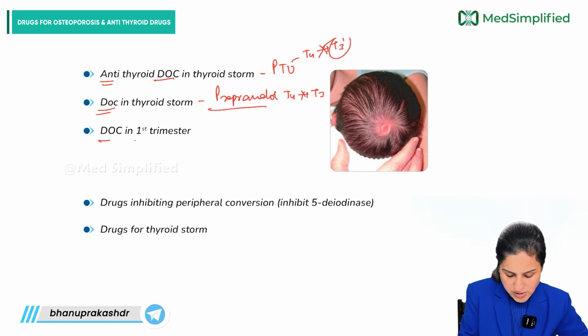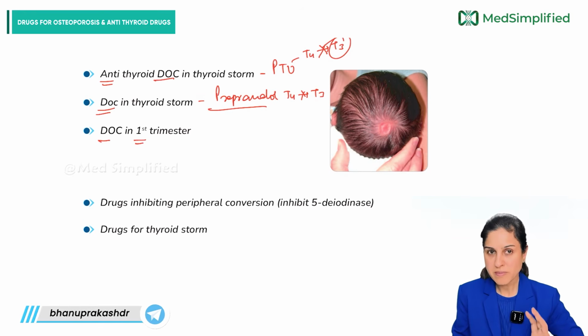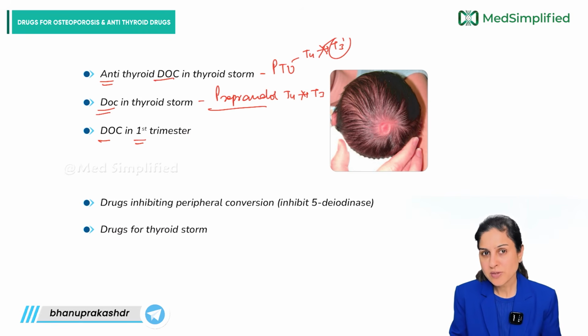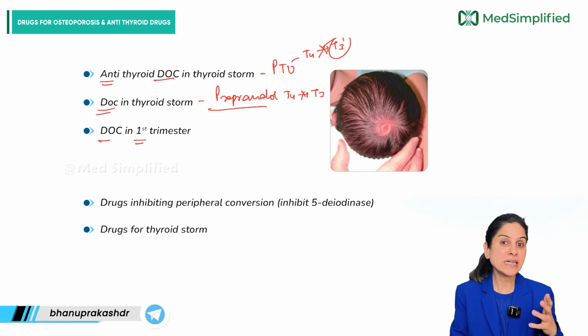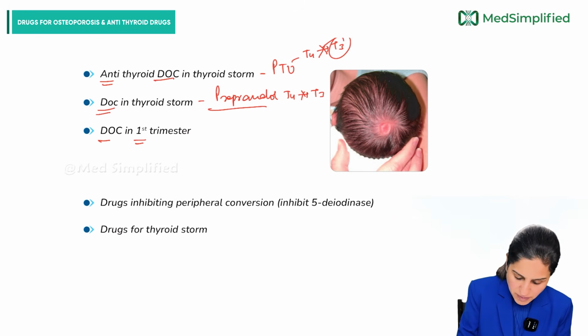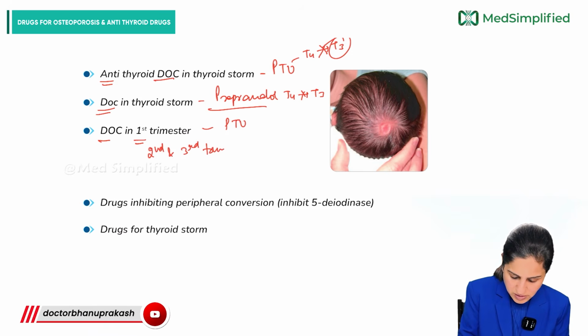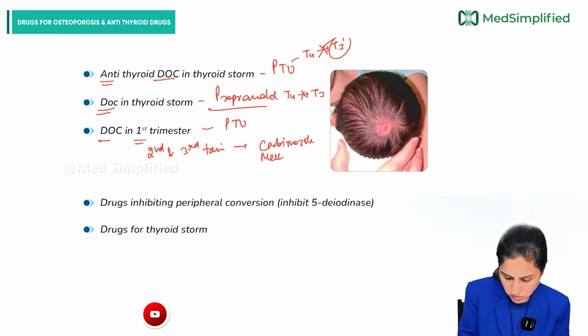So, drug of choice for hyperthyroidism in the first trimester. Remember, in the first trimester we cannot use carbimazole or methimazole because they have a teratogenic effect. So in the first trimester, your drug of choice is propylthiouracil. Then in the second and third trimester, you can go back to carbimazole or methimazole.